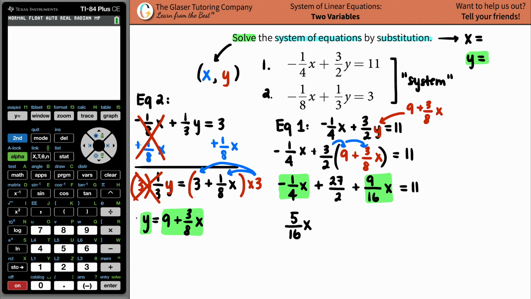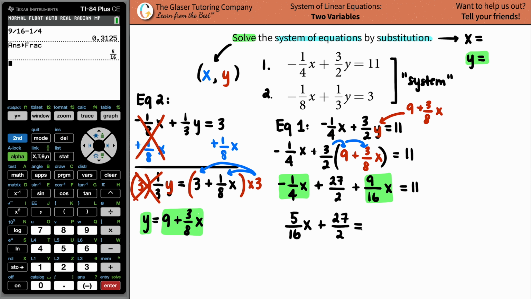16x. And if you need to, you could always plug it in, right? 9 divided by 16 minus 1 divided by 4, because it's a negative. Enter. And now if you want to turn this into a fraction, you go to math. Number 1 is turning it into a fraction, so press enter. And there you go, 5/16. So that's where we go with that. And then plus 27 over 2 equals 11.